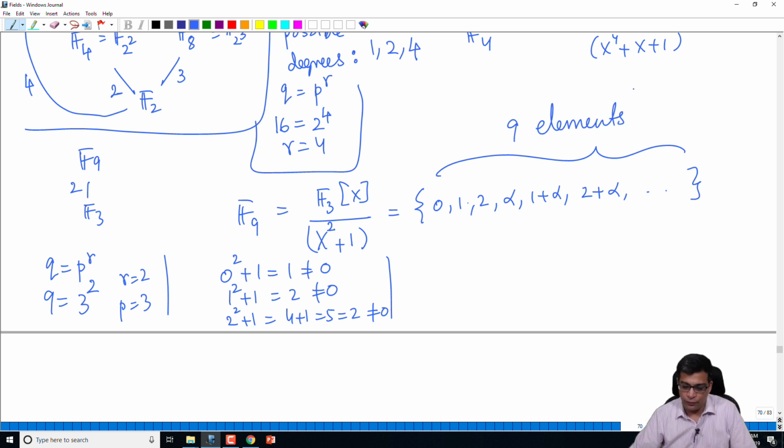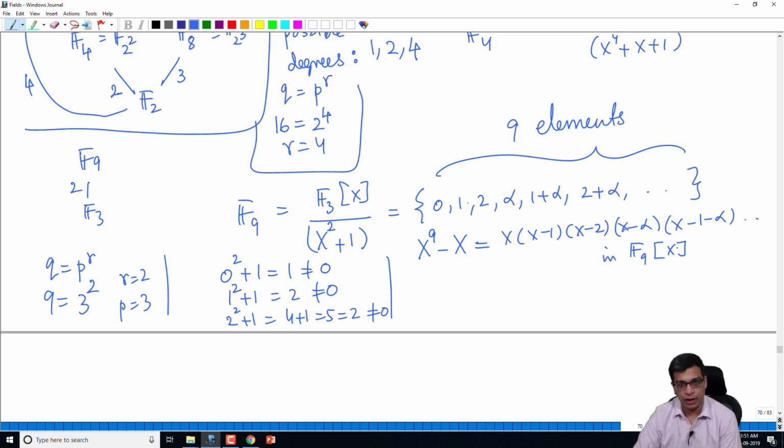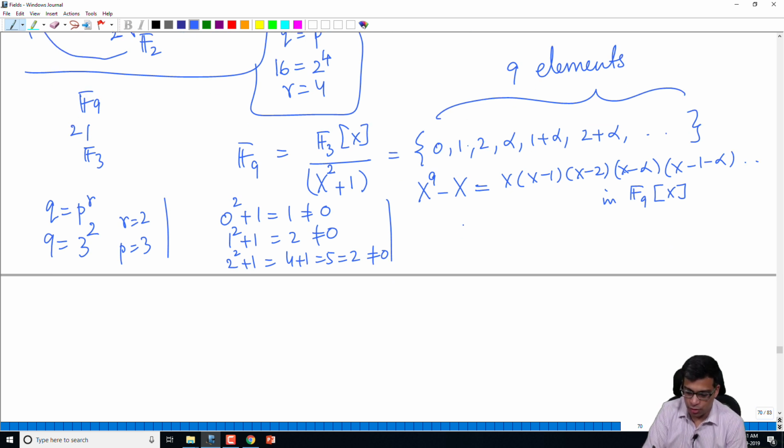The interesting thing is how to factor x power 9 minus x. In F9[x], it will be x, x minus 1, x minus 2, and so on, x minus alpha, x minus 1 minus alpha, and so on, because elements of F9 are roots of x power 9 minus x. There are 9 of them, so it completely splits, whereas this is not the factorization, this is not valid in F3[x].